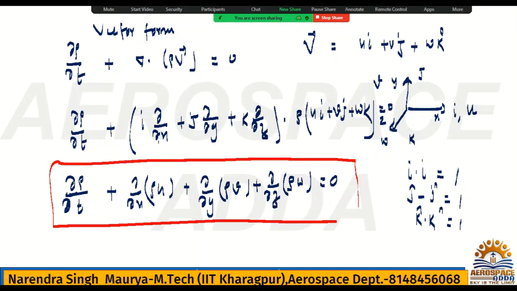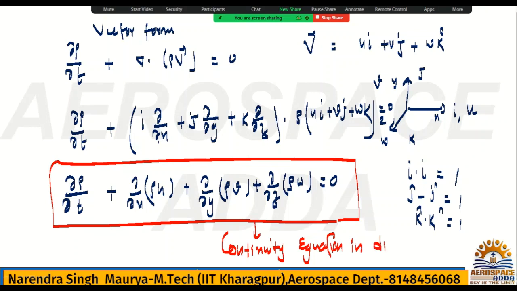This is the continuity equation. Okay. Continuity equation in which form? Check, it is differential form. Yes or no? It is a differential form.